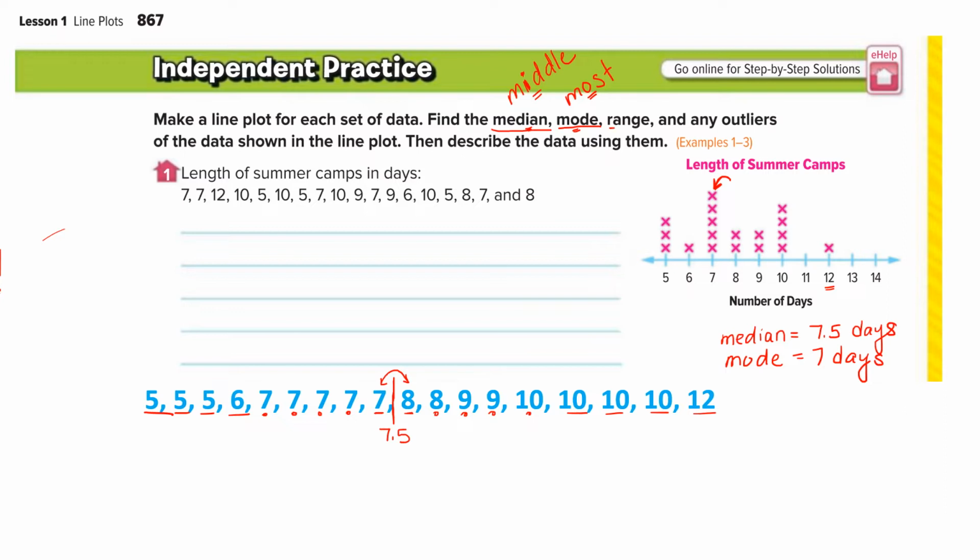The next data value they want us to find is range. Range is the maximum minus the minimum. We've already established that 12 is our maximum, 5 is our minimum, and so 12 minus 5 is 7. Our range is 7.